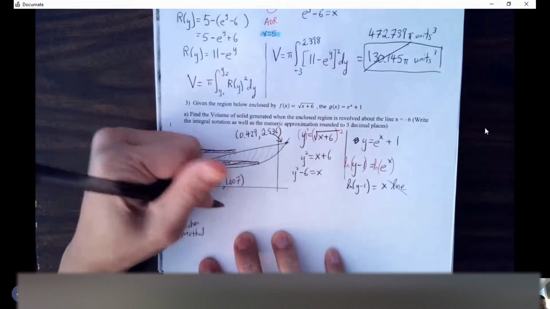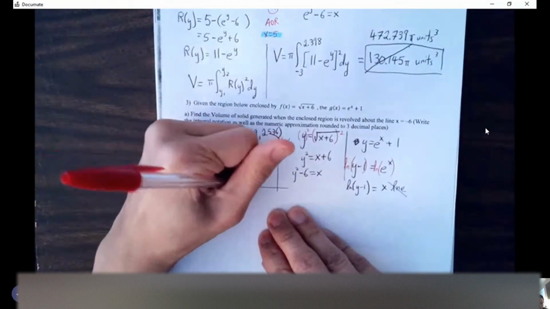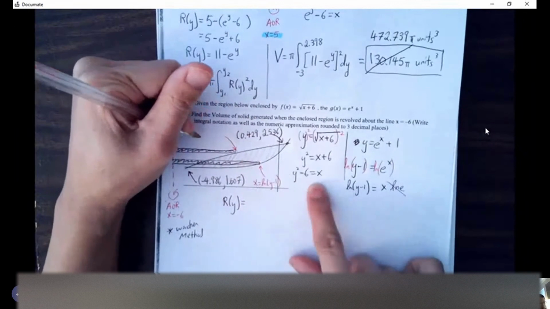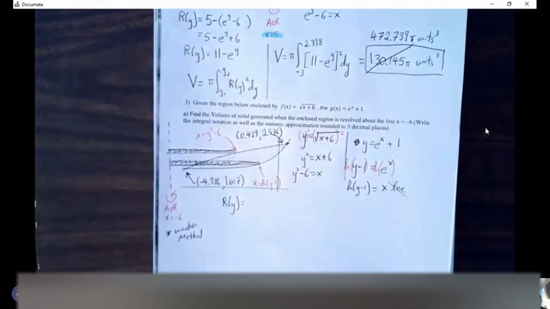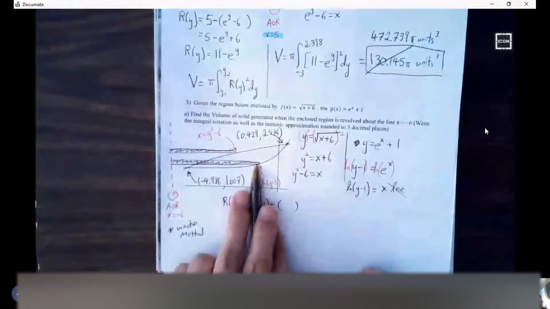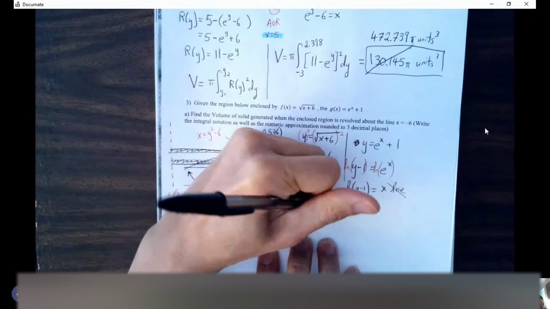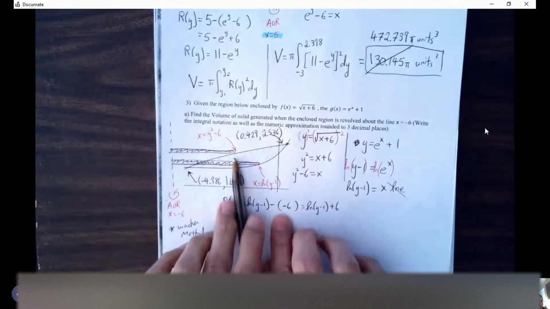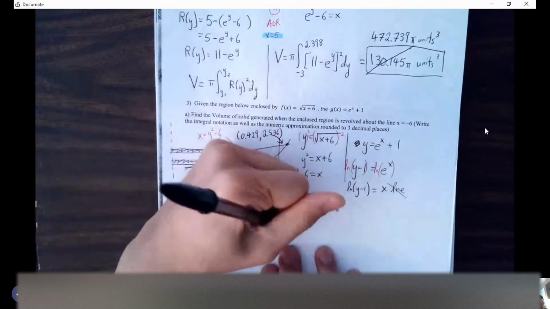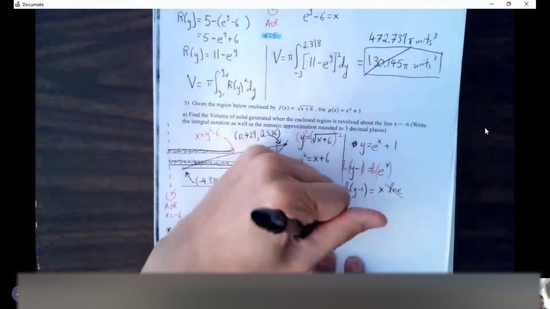Mm-hmm. Okay, so we need to find big R and little r. So this right endpoint is sitting on the x equals natural log of y minus 1. This graph here is the square root, which if we adjusted it, it's x equals y squared minus 6. And then we do right minus left. So right endpoint minus parentheses, left endpoint is sitting at the negative 6. And little radius, right minus left, right endpoint is sitting at the y squared minus 6. Minus parentheses, left endpoint. Two negatives become positive, and then 6 and negative 6 goes away. I'm just left with y squared.